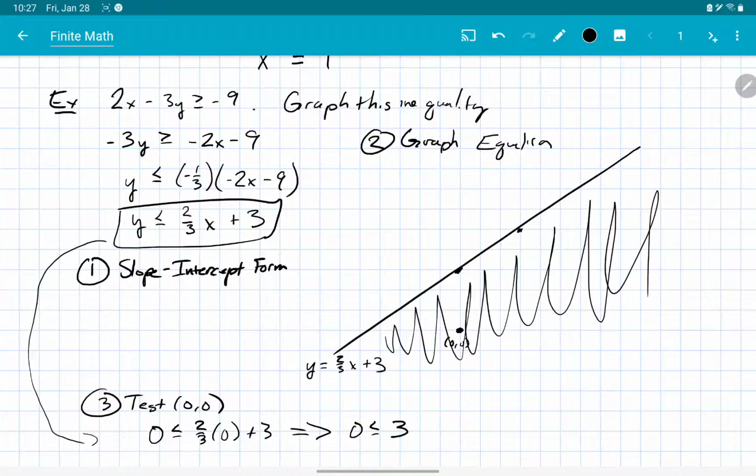So that's what our answer should look like. It should look like a graphed line with a shaded area. Any questions about that process?